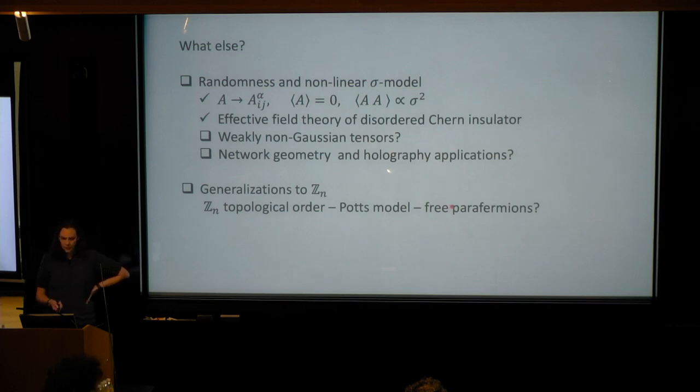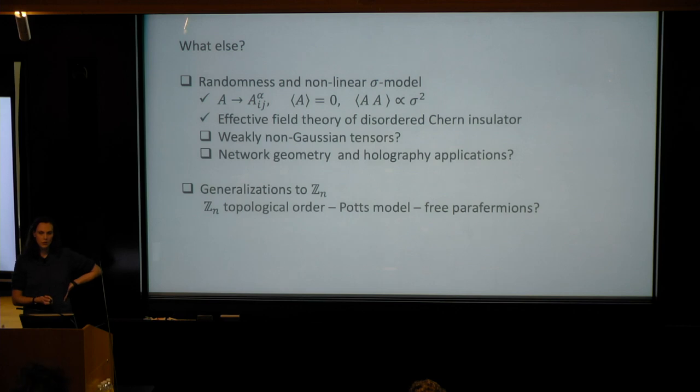Okay, and then just briefly, let me pick this one point out of the 3 or 4 points above. It would be really interesting to study what happens if you add weakly non-Gaussian tensors. So everything here was free fermion and non-interacting in a way. But what you can do is add quartic terms in your free fermionic Hamiltonian. This would correspond to 4-body interactions in your Ising model.